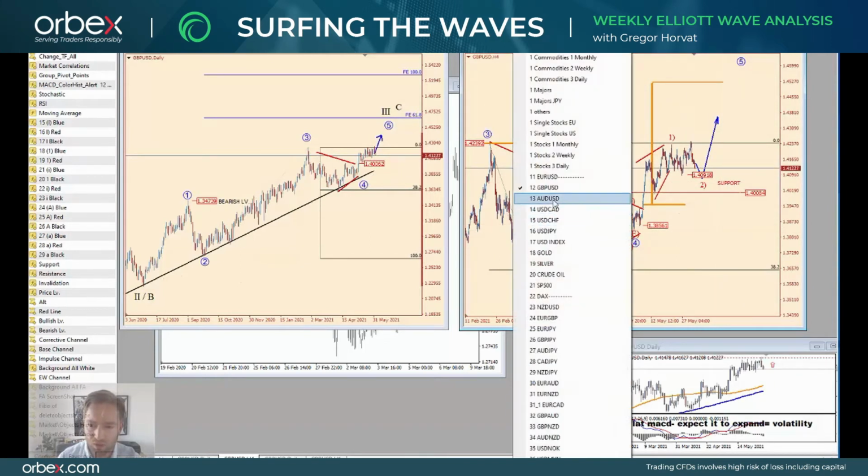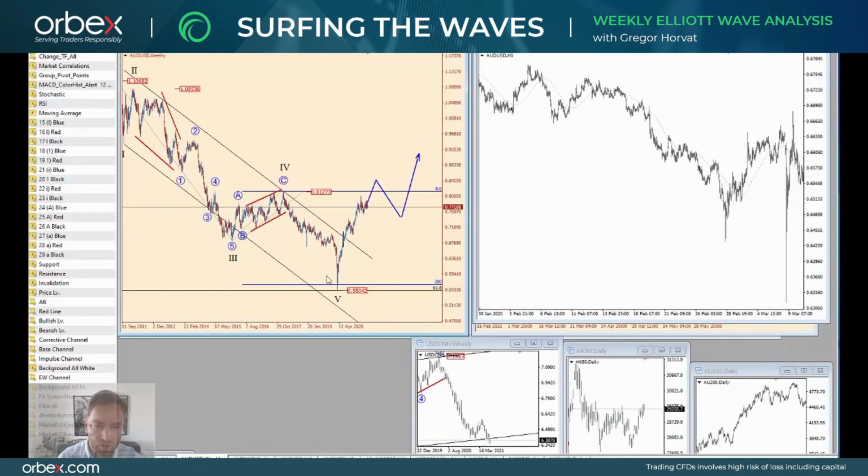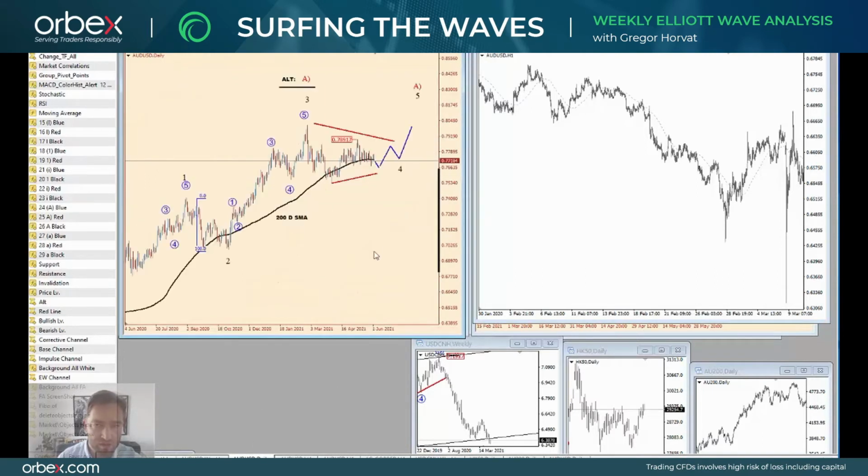And now let's take a look also at Aussie. Now Aussie dollar here, looking at the weekly charts, nothing new. I mean, we are still tracking bullish seconds here that will be expected to resume after a completed consolidation. But I'm afraid that this consolidation will not be over just yet.